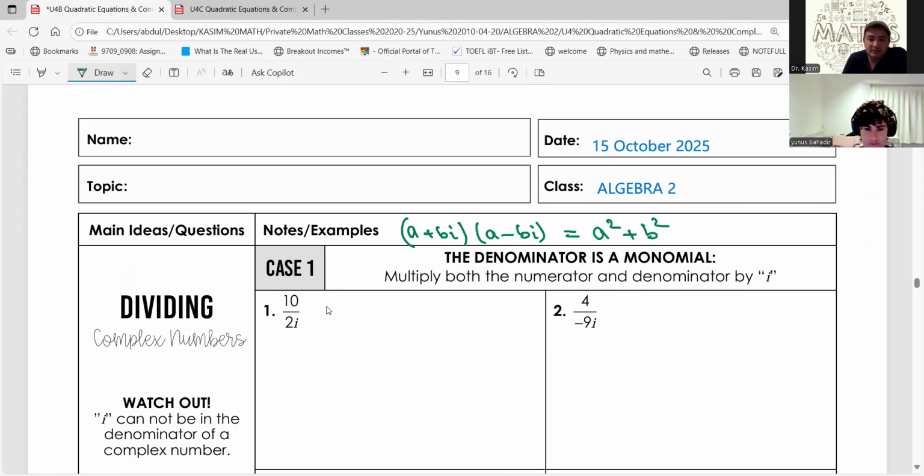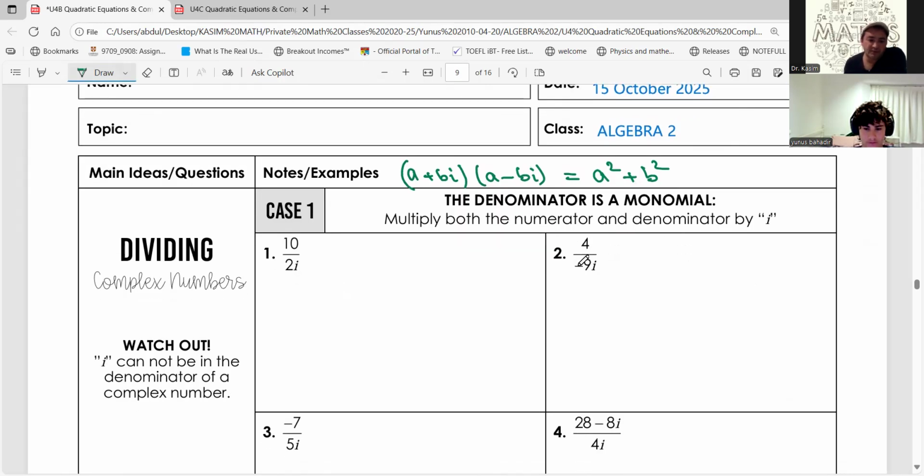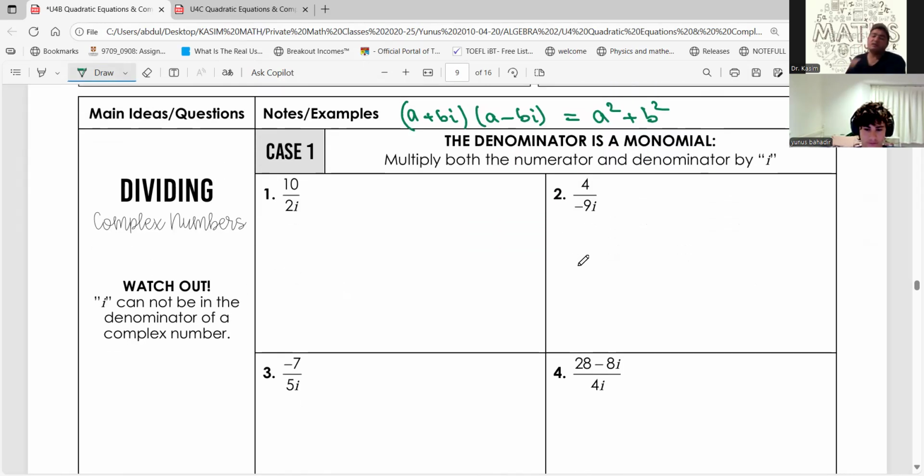So it says, multiply both the numerator and denominator by i. The denominator is a monomial. When dividing complex numbers, we do not keep the i in the denominator. It must be at the top. Why? Again, the standard form of a complex number is a plus bi. So we have to write every complex number in this form. So now how can I change this into standard form?